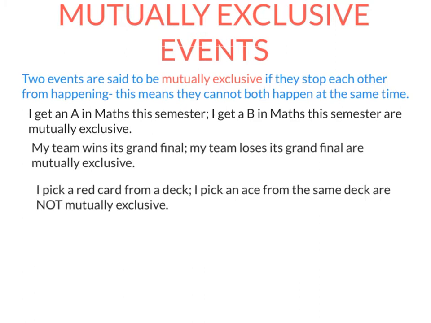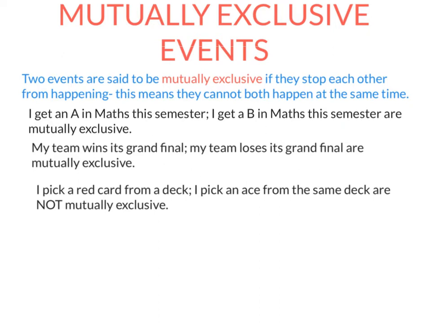So if two events are not mutually exclusive, that means they can both happen at the same time. So let's say I pick a card from a deck. The card is red, I pick a red card, and I pick an ace. They are not mutually exclusive. The reason is these events can both happen at the same time. I can pick a card from a deck that is red, but also an ace. I could pick the ace of hearts or the ace of diamonds. So that's why they are not mutually exclusive.